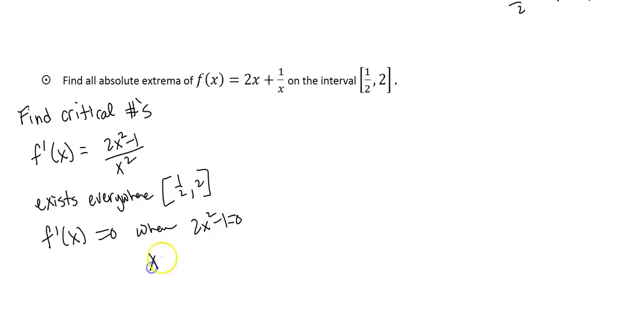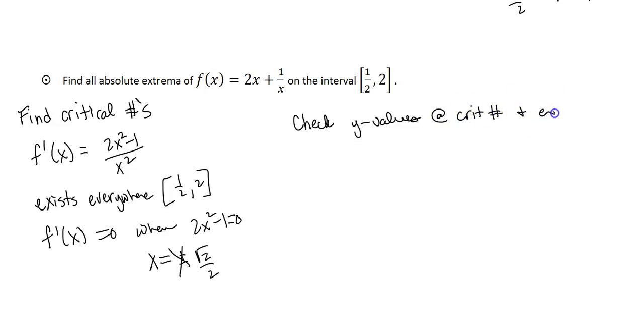And we already found that this was plus or minus root 2 over 2, but we don't need the negative because we're in the interval from 1/2 to 2, and negative root 2 over 2 is not. So we're going to check the y values at the critical number and the endpoints, and then we're going to just compare the raw y values here.